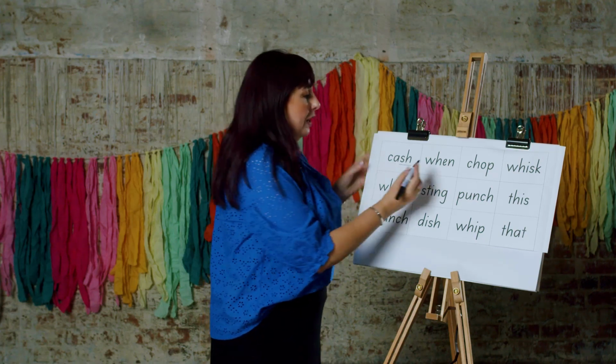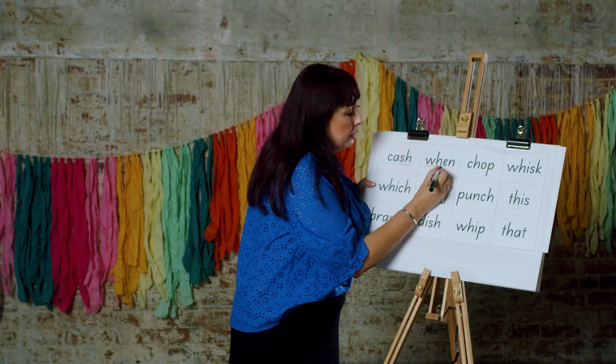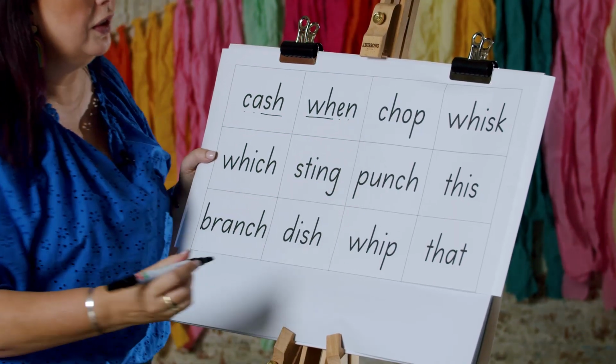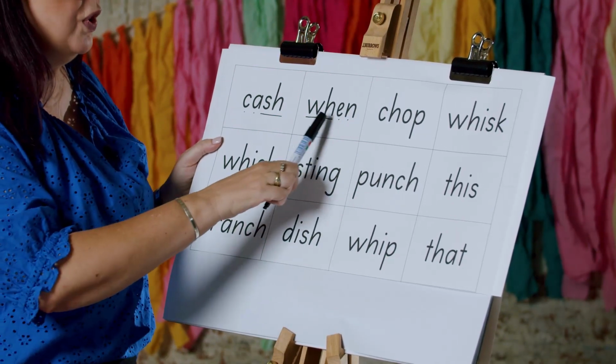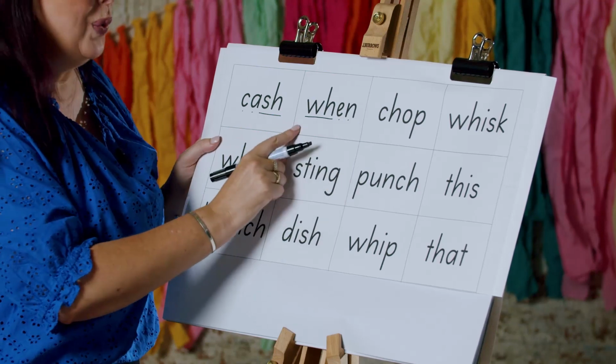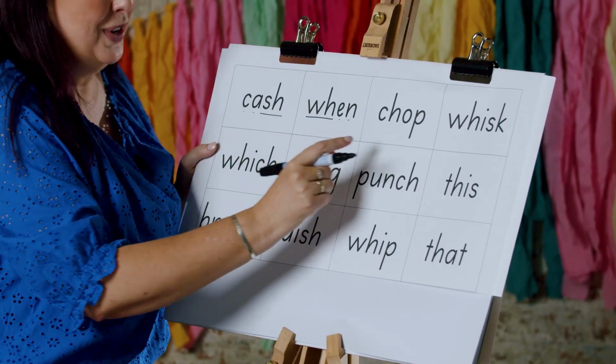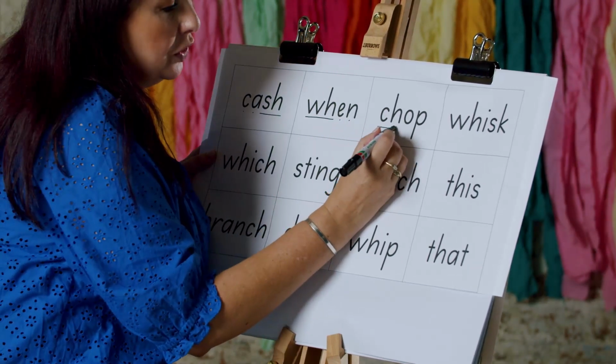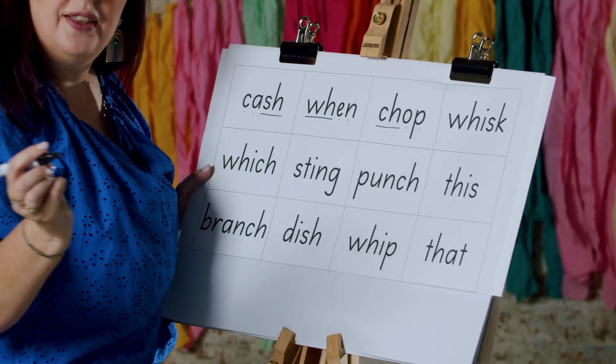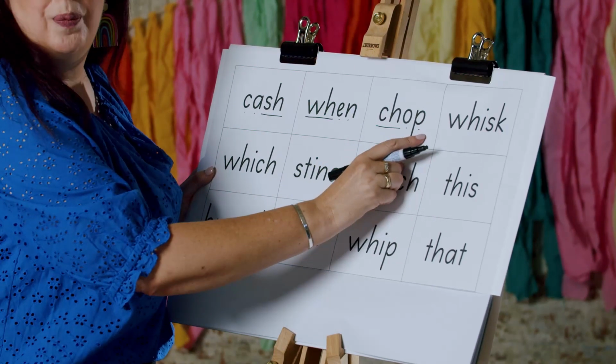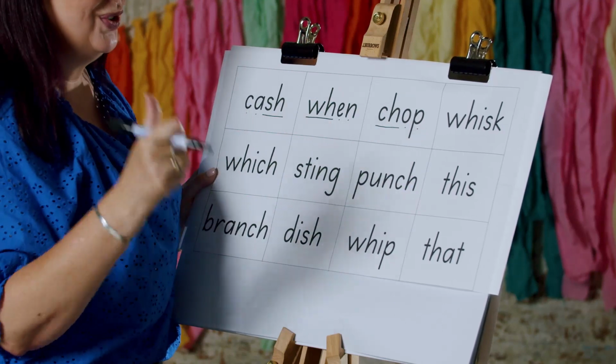Good job. Oh, I see another digraph. W, e, n. Say the sounds with me. W, e, n. What word? When. Good job. Oh, here's another one. Ch, op. Say the sounds with me. Ch, op, chop. Good job.